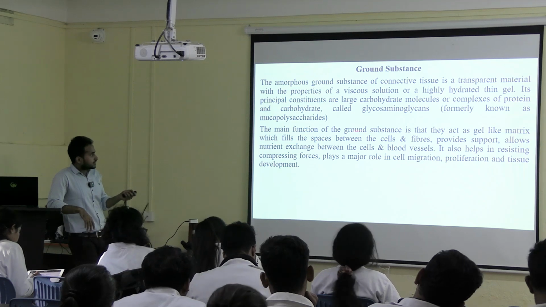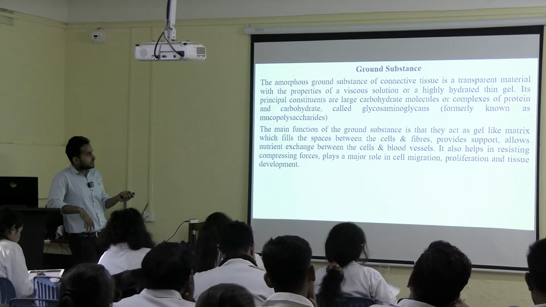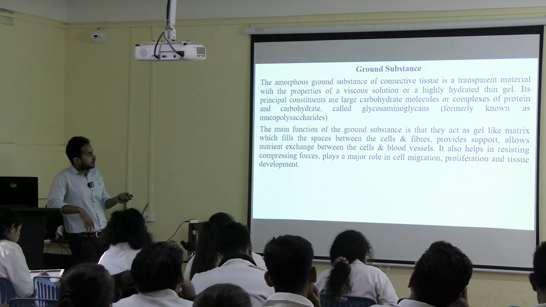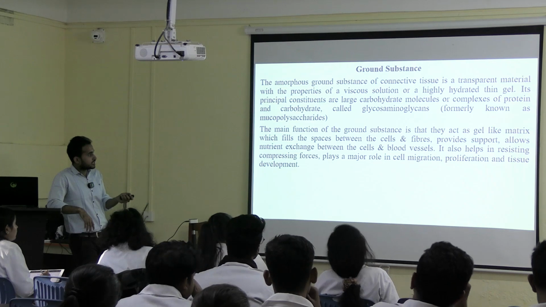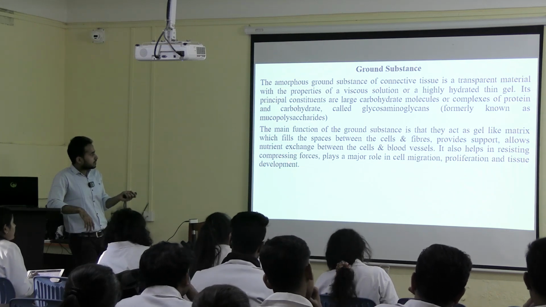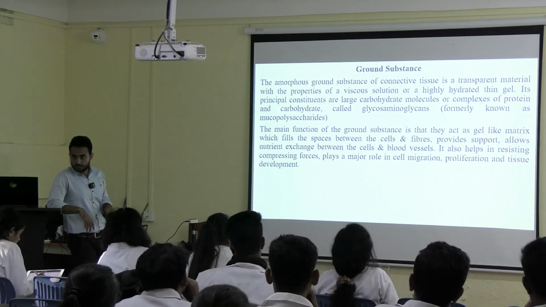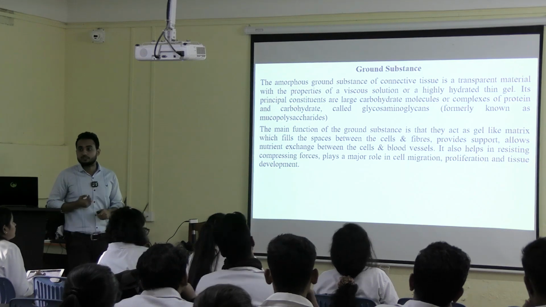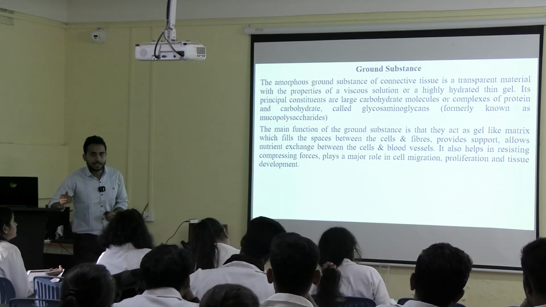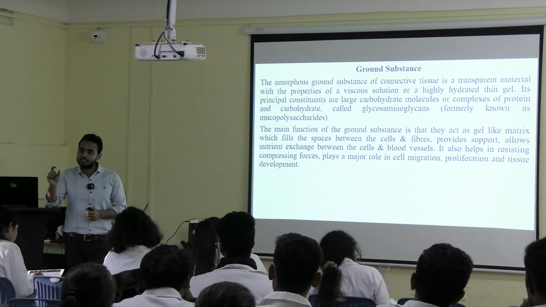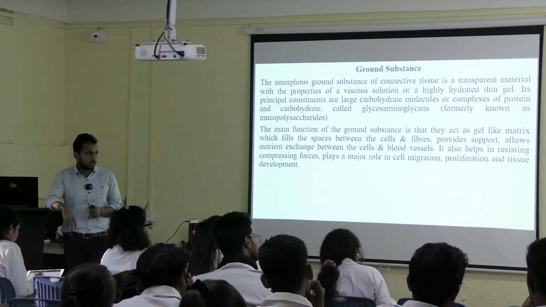Next, the main function of the ground substance is that it acts as a gel-like matrix which fills the space between the cells and fibers, provides support, and allows nutrient exchange between the cells and blood vessels. Along with that, it also helps in resisting compression force, and plays a major role in cell migration, proliferation and tissue development. So these are some important functions of the ground substance present in the connective tissue. Whenever you are writing about the connective tissue, what exactly is present in it, and along with that what is its function, you have to mention that also.